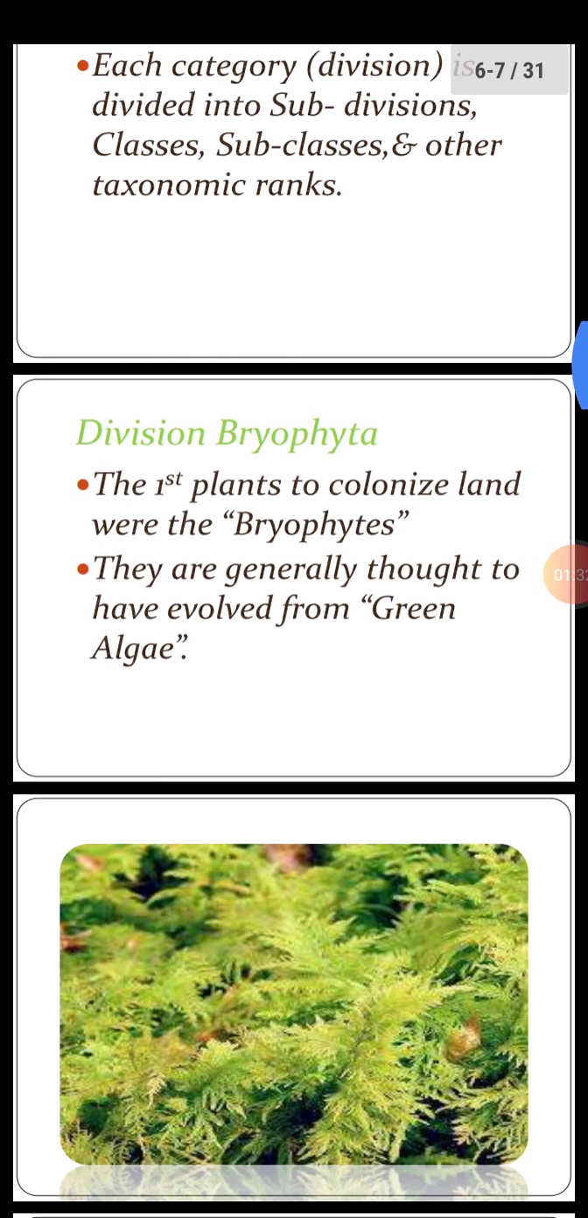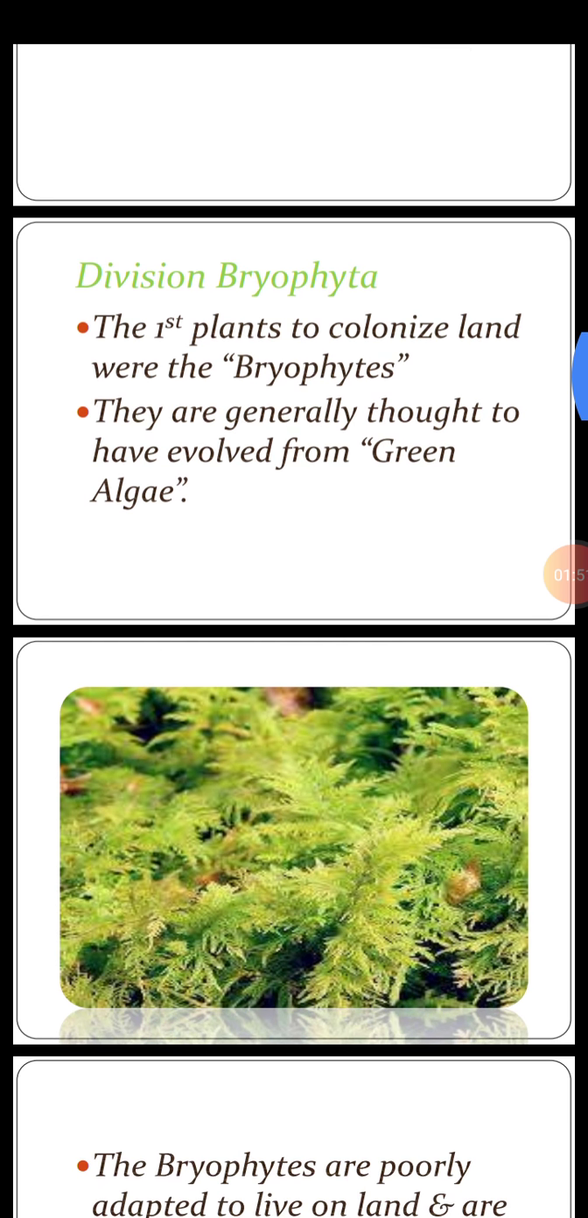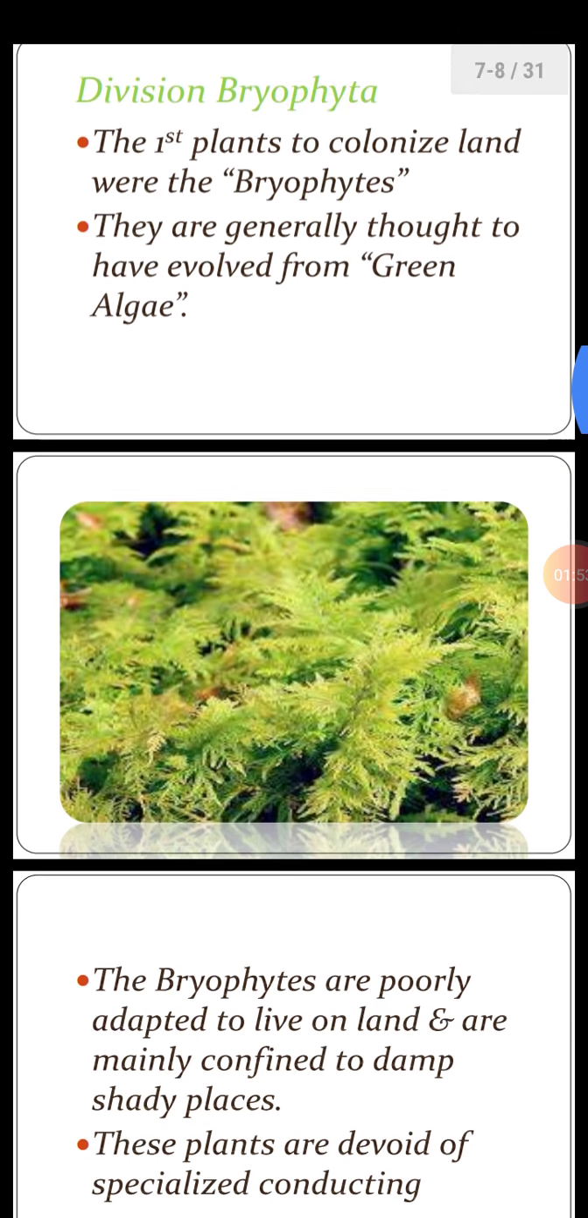So first we will discuss division Bryophyta, which are also called Bryophytes. Members of division Bryophyta are called Bryophytes. The first plants to colonize or occupy land were the Bryophytes. They are generally thought to have evolved from green algae. They were having green pigment. You can see the picture of Bryophyta.